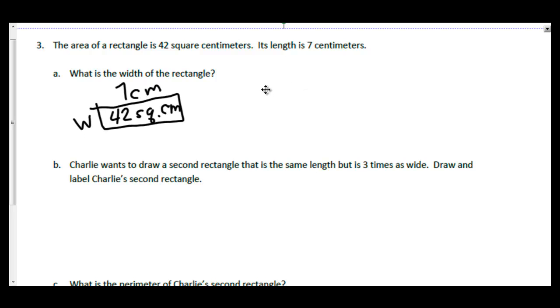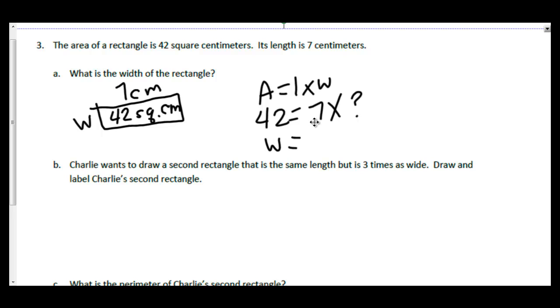I know that the formula for area is area equals length times width. So this is going to be 42 equals 7 times something. I know 7 times 6 equals 42. So the width is 6 centimeters. So with that sentence, the width is.